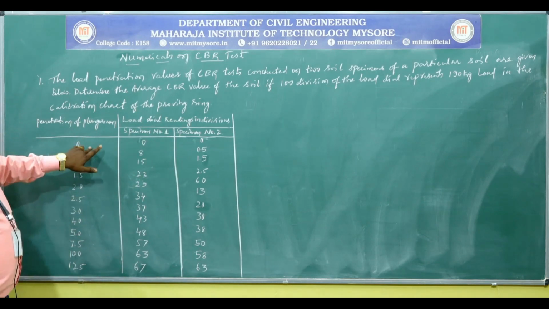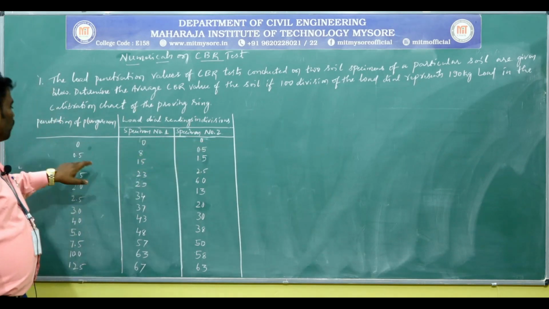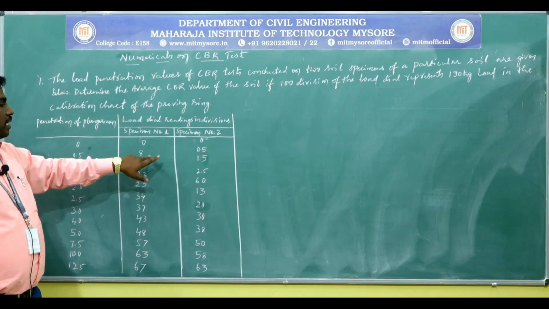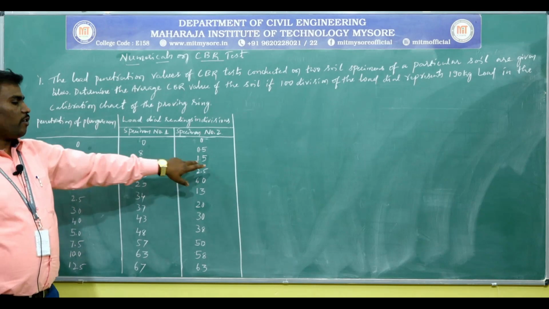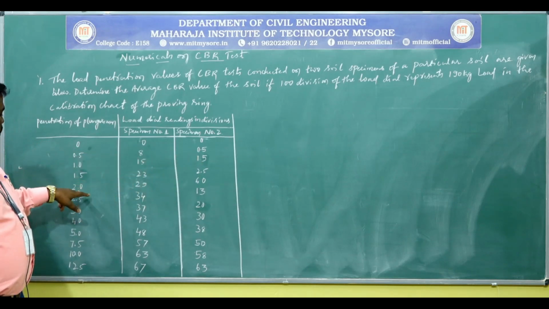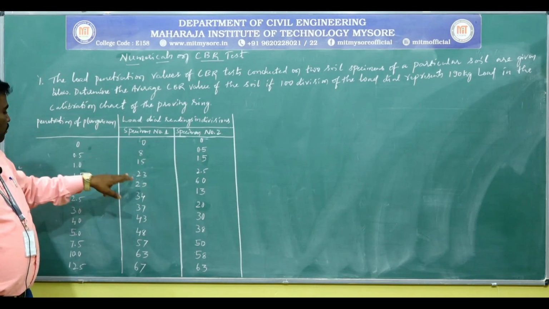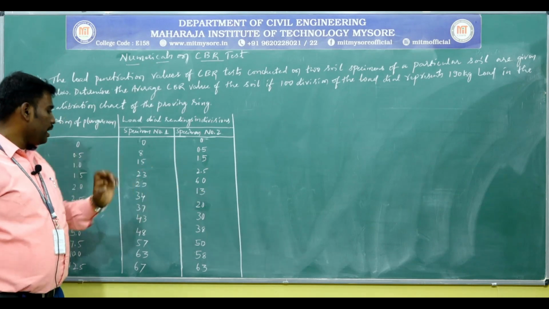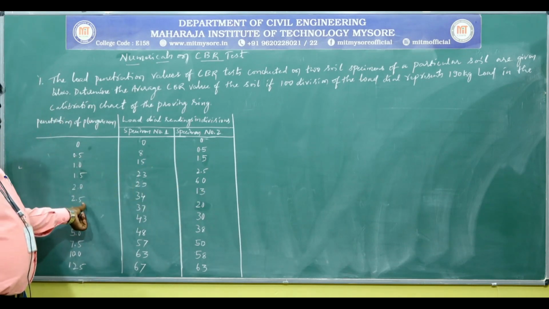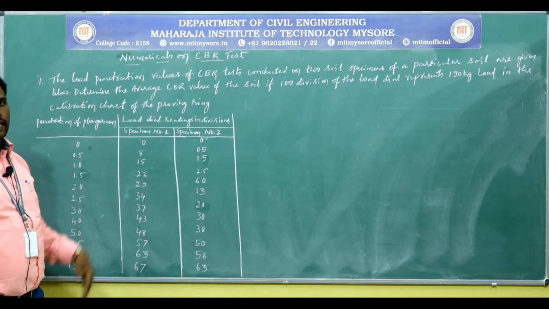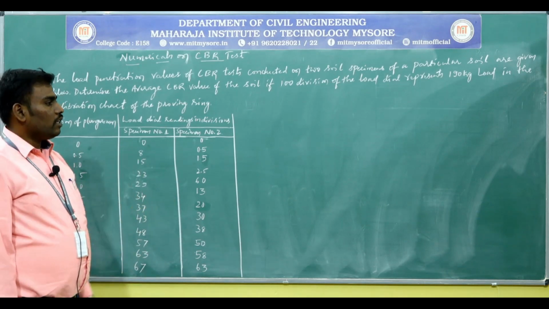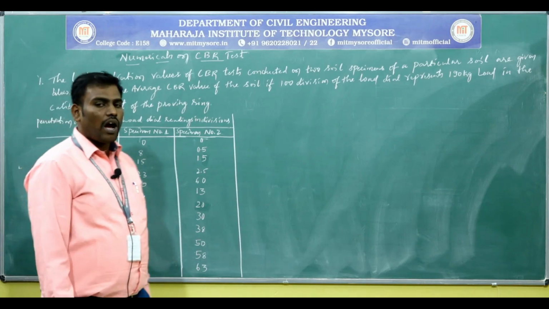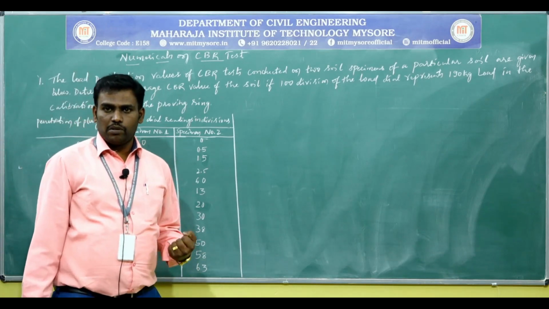See here, for 0 it is 0 and 0. For 0.5 mm it is 8 and 0.5, for 1 mm it is 15 and 1.5, for 2 mm it is 29 and 13, and for 2.5 mm it is 34 and 20, like that. Is it clear? And what you are going to do is, first you have to draw the graph.